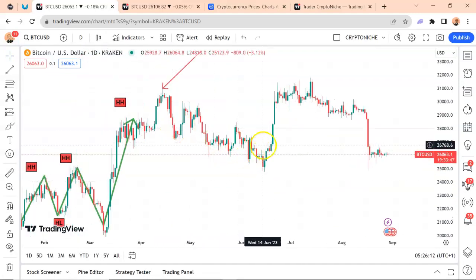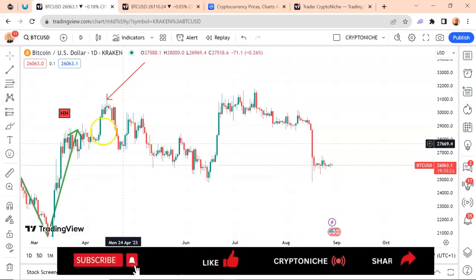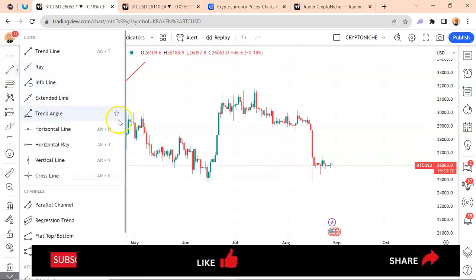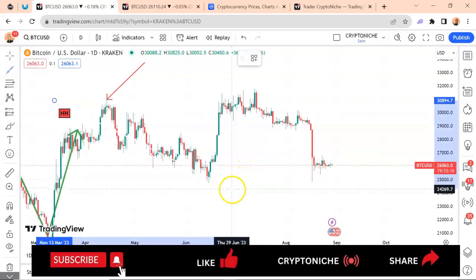So there's an exhaustion right there. But what you can see now on Bitcoin over the last few weeks, over a week now, is very boring price action. And I expect this to continue for the next 2 or 3 weeks. It found support here. If you use an extended line, then it begins to make sense.